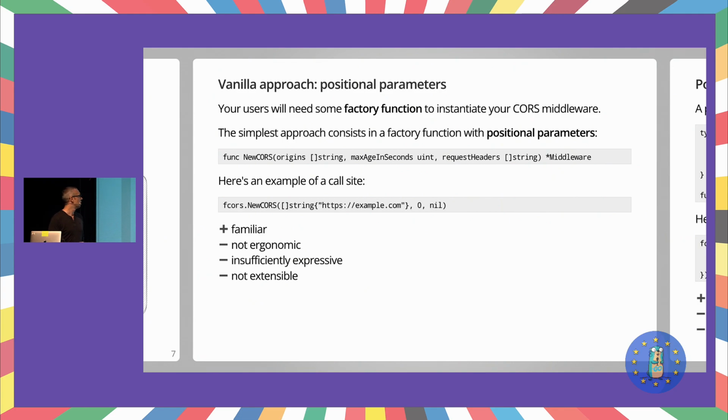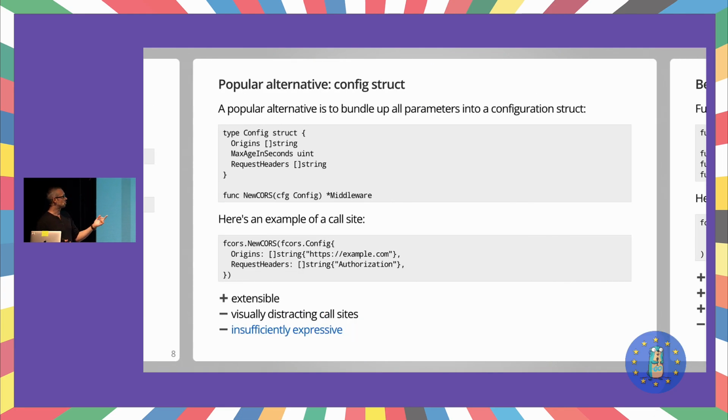All right, so an alternative to the naive approach would be to bundle all those parameters in a configuration struct, and that's what a lot of libraries do. And it does improve things a bit. In particular, it's more extensible because now you're free to add fields to your struct. You're not going to break any existing clients, okay?